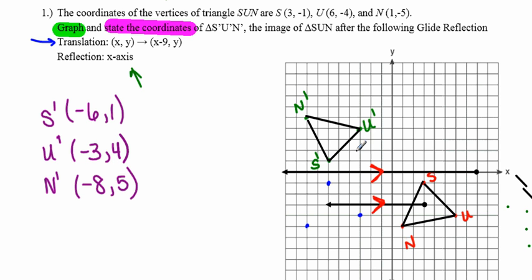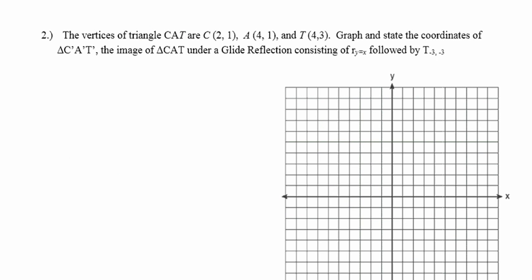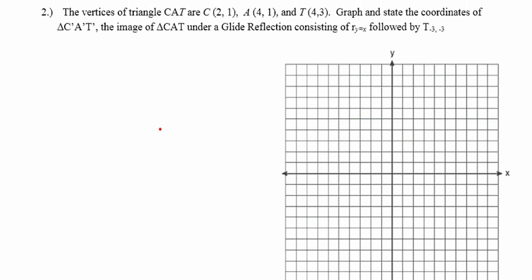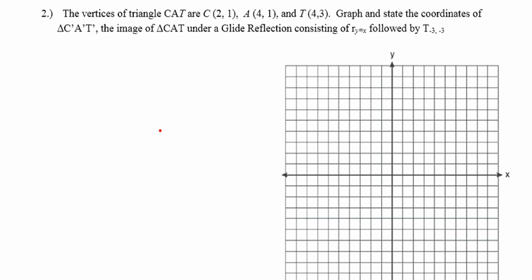All right, let's go ahead and take a look at one more of these on the back side. This one deals with triangle CAT. Like the first one, I'm going to go ahead and get started here by plotting the points that make up the vertices of my triangle.